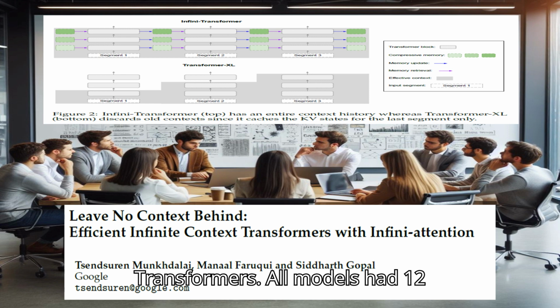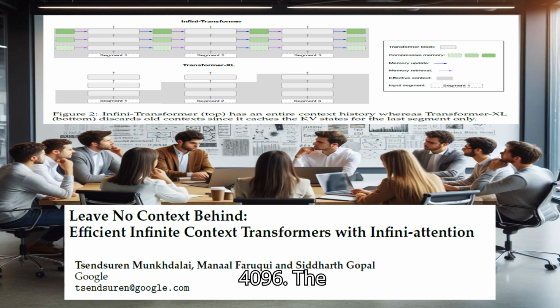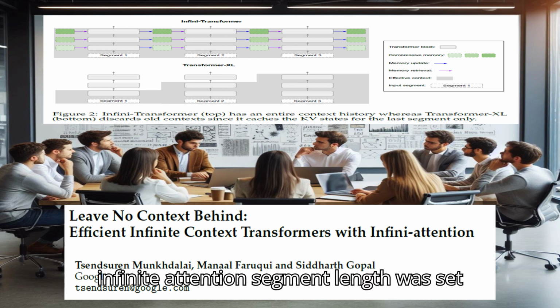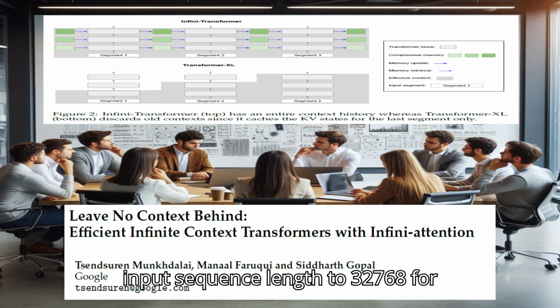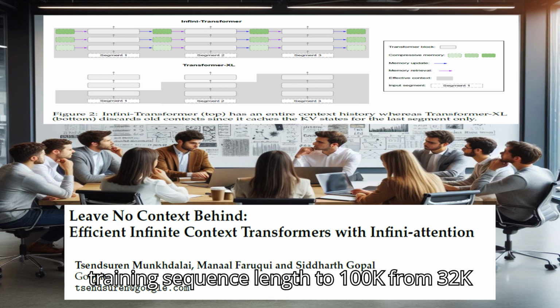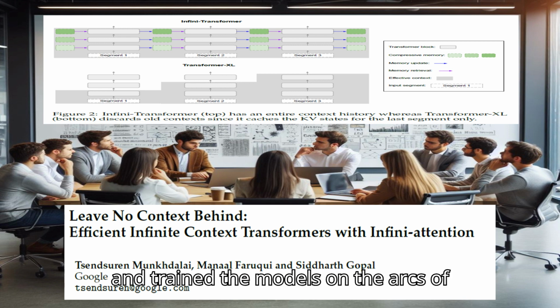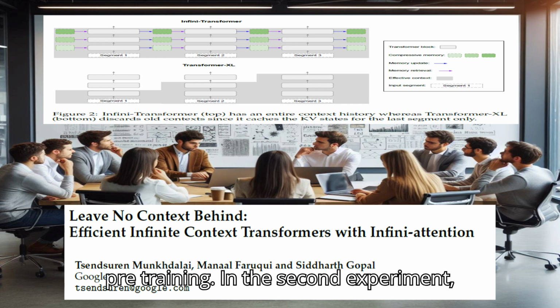All models had 12 layers and 8 attention heads of dimension 128 each, and feed-forward networks, FFNs, with a hidden layer of 4096. The Infini-attention segment length was set to 2048 for all attention layers and the input sequence length to 32768 for training. The authors also increased the training sequence length to 100K from 32K and trained the models on the ArXivMath dataset.